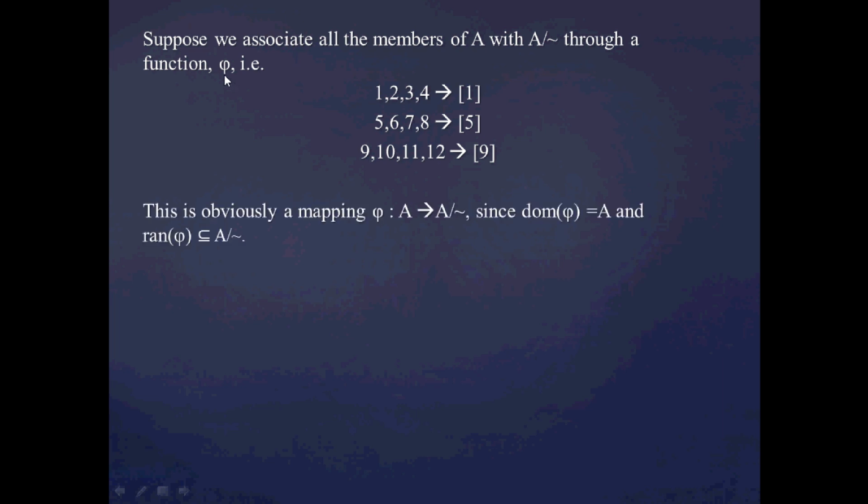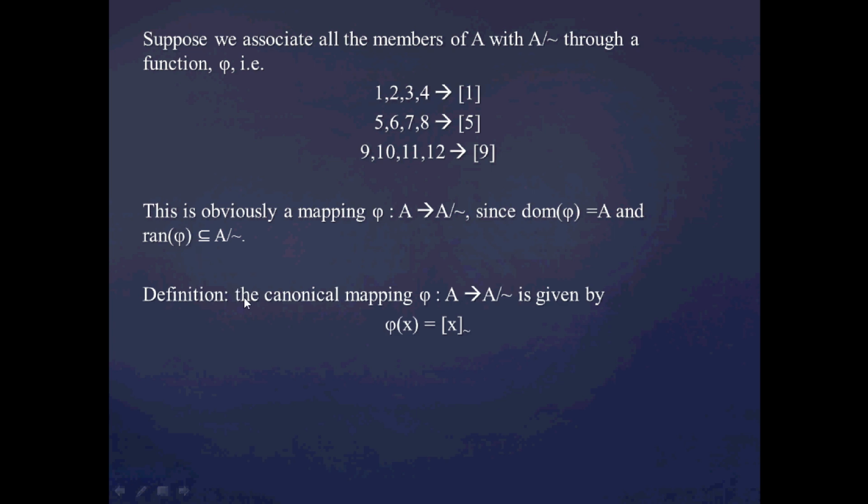And another name for this is the canonical mapping, or the natural mapping between A and A modulo tilde. And hopefully you can see that this is indeed a mapping between A and A modulo tilde, since the domain of phi is all of A. All the members of A have been assigned a value, and the range of phi is a subset of A modulo tilde. And later we're going to show that the range is actually equal to all of A modulo tilde, but hopefully you can see that it's at least a subset of A modulo tilde.